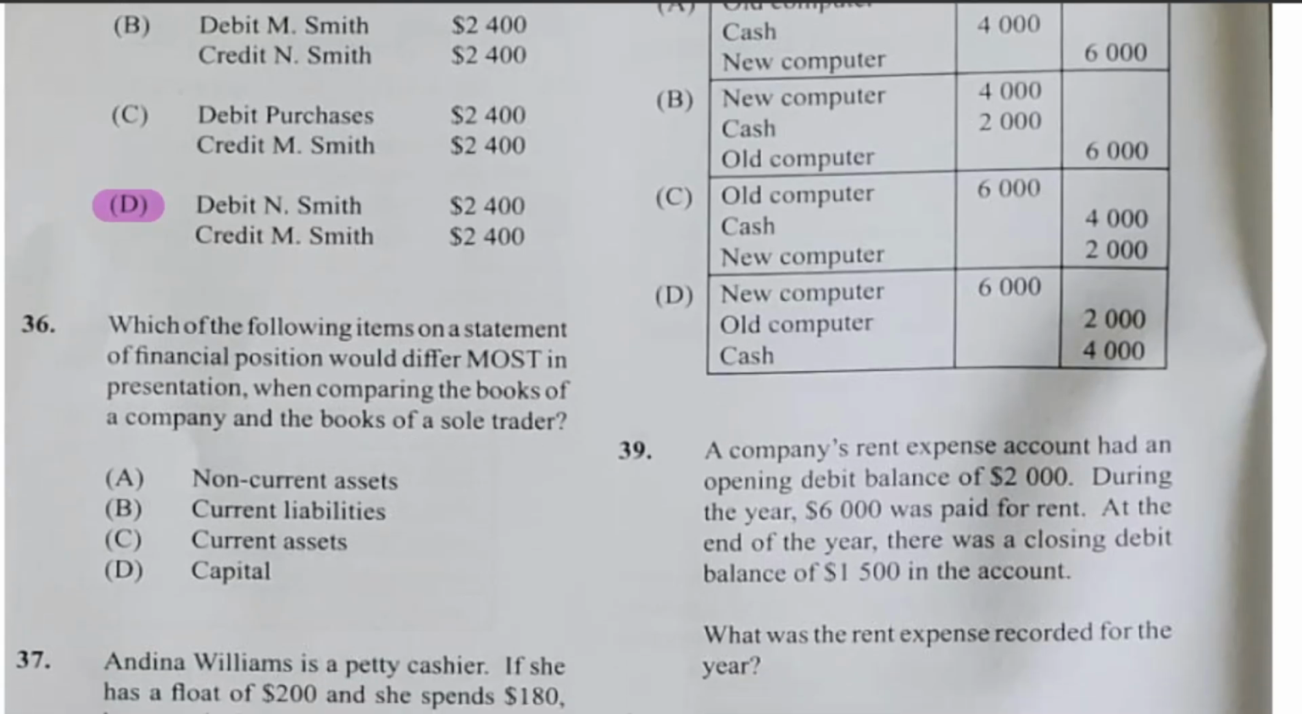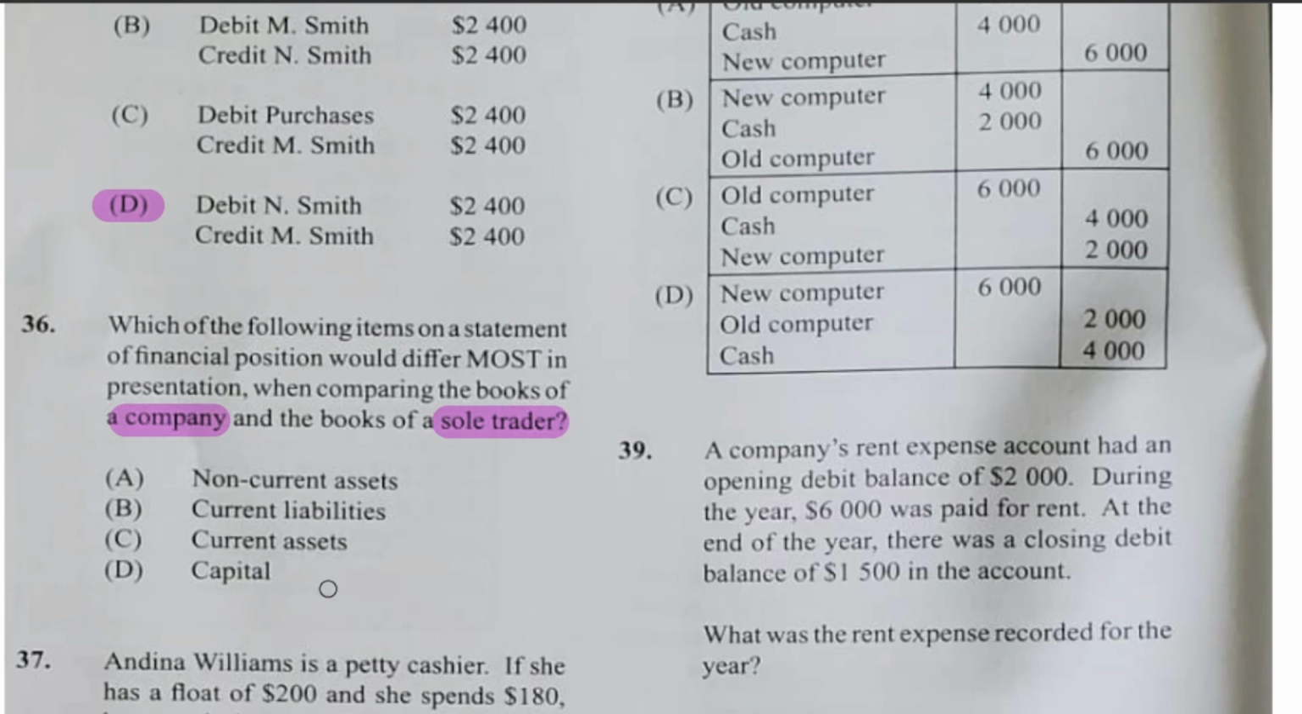Which of the following items on a statement of financial position would differ most in presentation when comparing books of a company and books of a sole trader? So this definitely will be capital. Assets, yeah, you can have the same assets, you can have the same liabilities, just probably we might have debentures and so on instead. Those are one or two items.